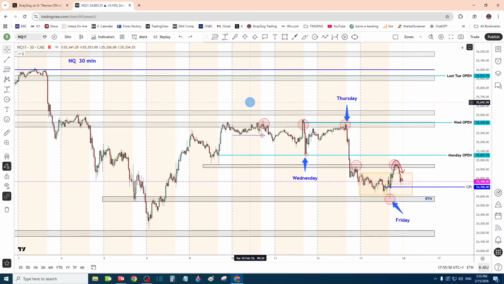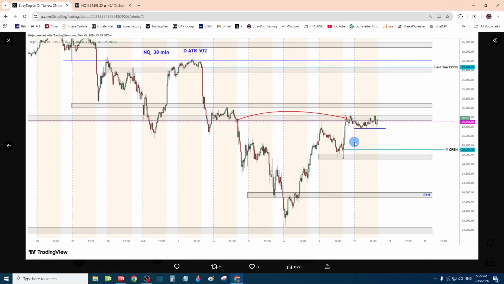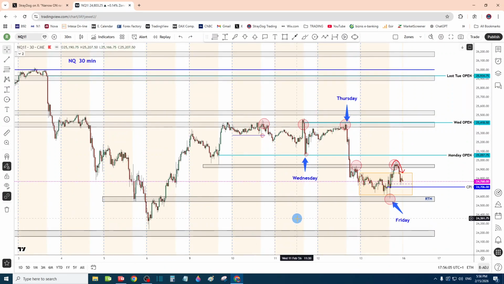So basically, these are predetermined reference zones, and this here, which was labeled at that point in time, it was Tuesday, as yesterday open, meaning Monday open. You then had later several reactions, like 1, 2, 3, 4, 5, 6, 7.